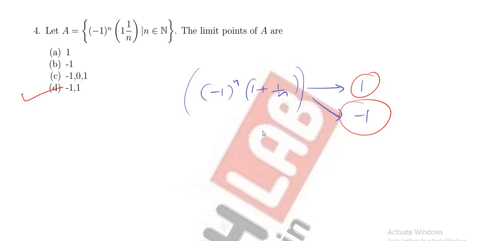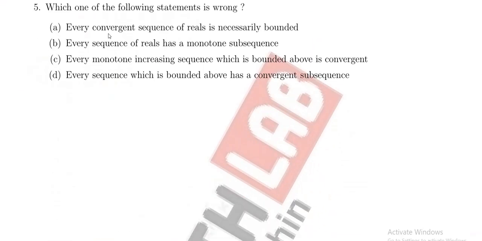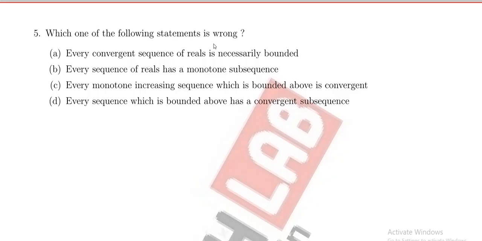Fifth question. Which one of the following statements is wrong? The wrong statement. Every convergent sequence of reals is necessarily bounded, and that is a classical theorem. Every convergent sequence is bounded. So the statement is right, therefore the option is false.